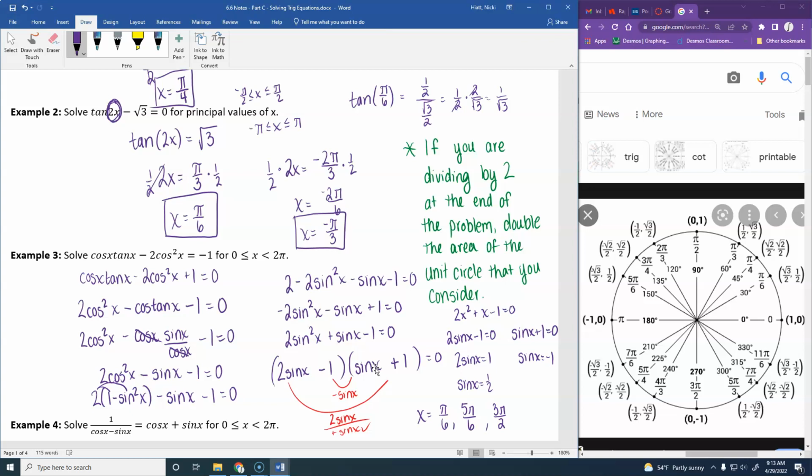So, if you're looking at the whole unit circle, there is our answer for that one. Questions?